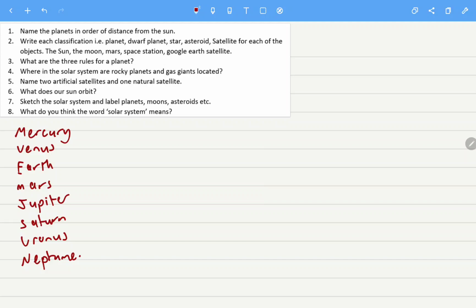So right, classify each of these objects: planet, dwarf planet, star, asteroid, satellite. So the sun is a star. I might as well write this down. So the sun is a star. Next one is the moon, or lunar, which is a natural satellite.